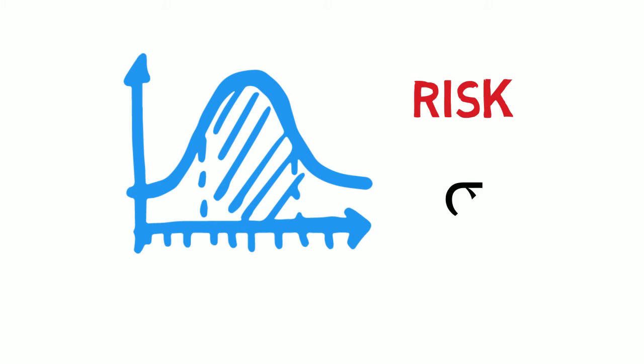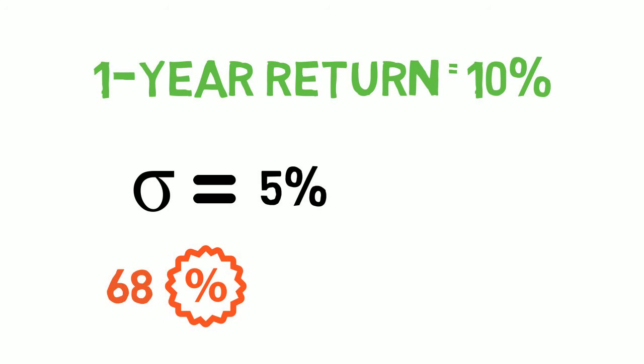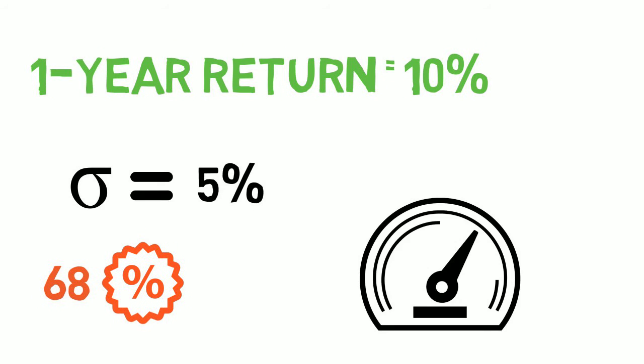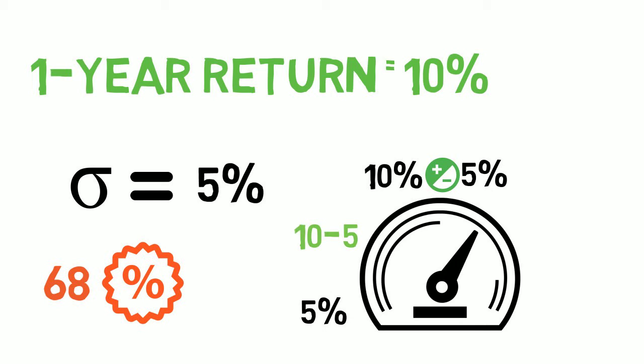And this concept holds true with an investment's risk when you're looking at its standard deviation. So if we imagine that an investment achieved a return over the last year of 10%, and it has a standard deviation of 5%, it means that 68% of the time over the past year, the investment produced returns within the range of 10% plus or minus 5% in either direction. So as little as 5%, or 10 minus 5%, and as much as 15%, or 10 plus 5%.